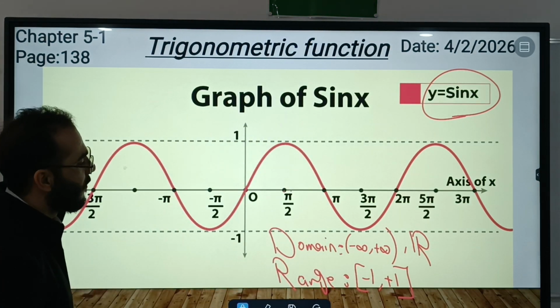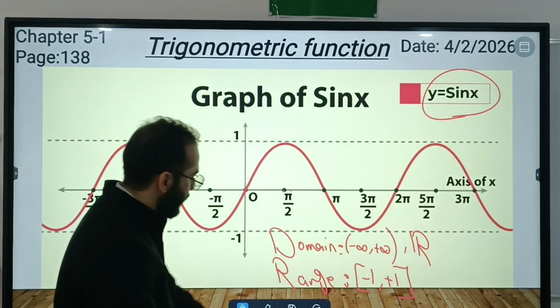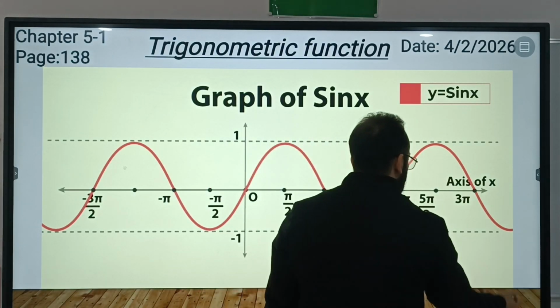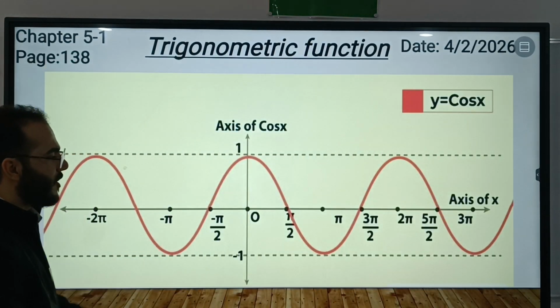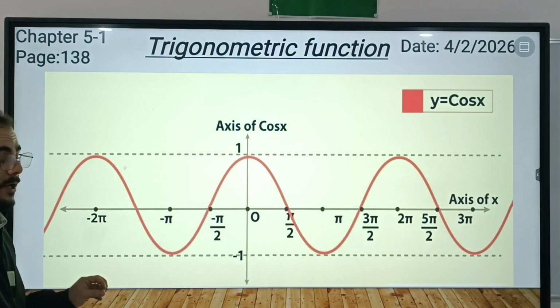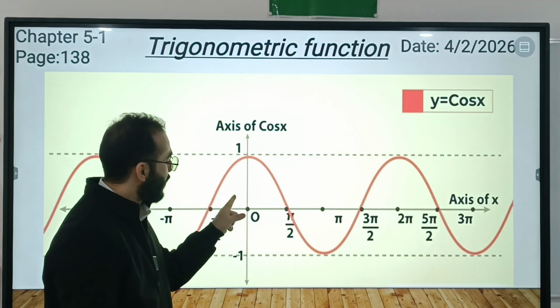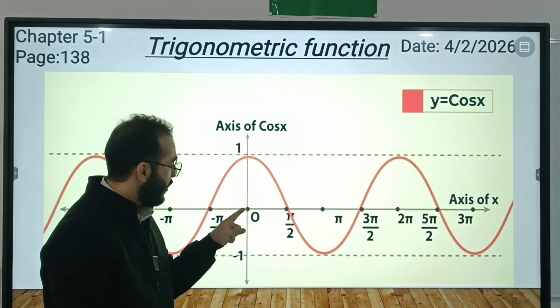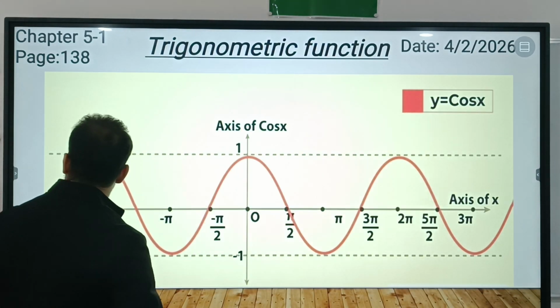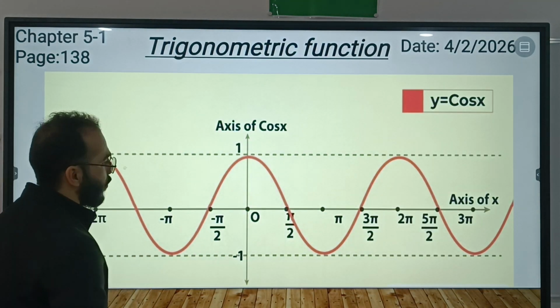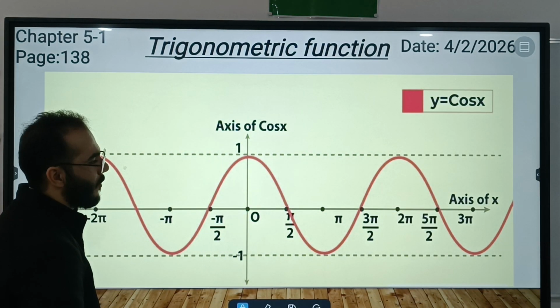Perfect. This is the graph of sine x. The next one is the graph of cosine x. We have got the same story regarding domain and range, but the graph is a little bit different. Take care of it. It didn't go through the origin. Why? Because cosine 0 equals 1. And as you can see, this is the way.